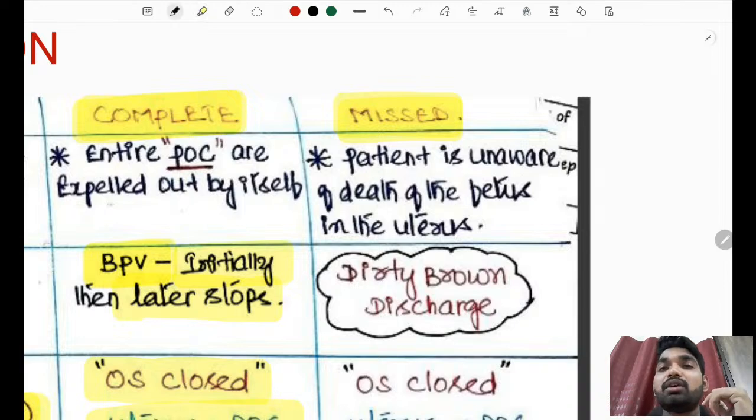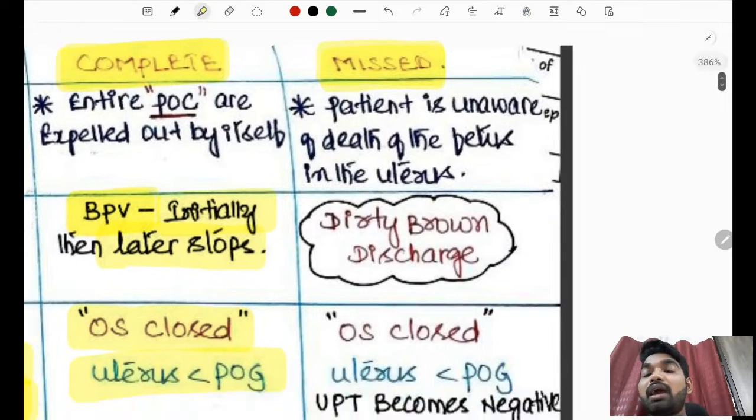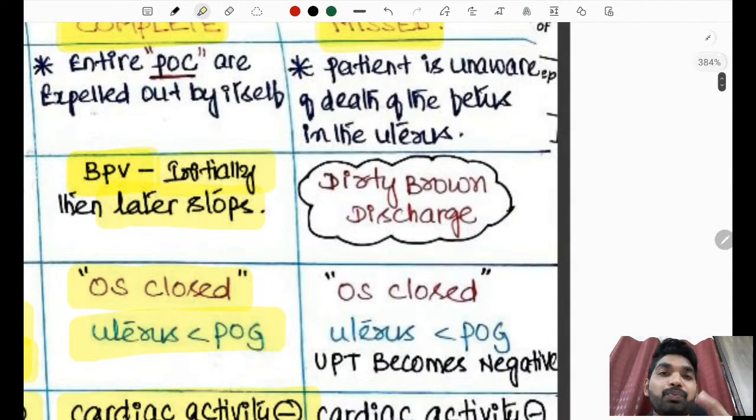Next, coming to missed abortion. What is missed abortion? Listen to this carefully. Here the patient is unaware of the death of the fetus inside the uterus. The fetus has expired inside the uterus and the mother is unaware of that. That is missed abortion. And how does the mother come to you? She will come to the clinic saying that there is dirty brown discharge, very very important, dirty brown discharge, then you should think of missed abortion.